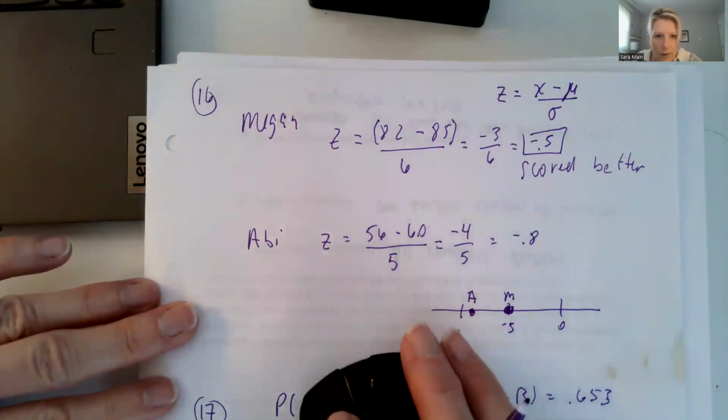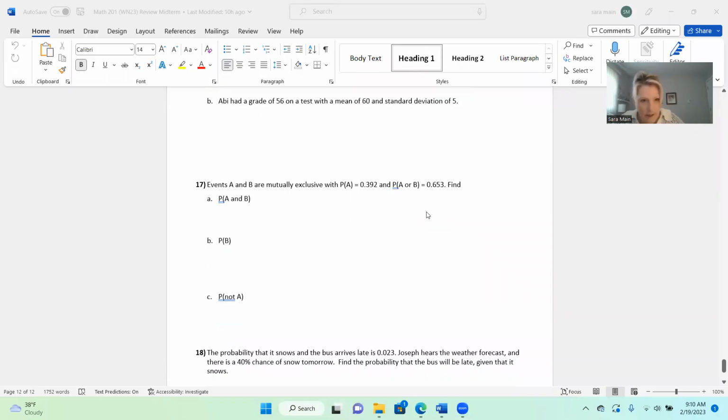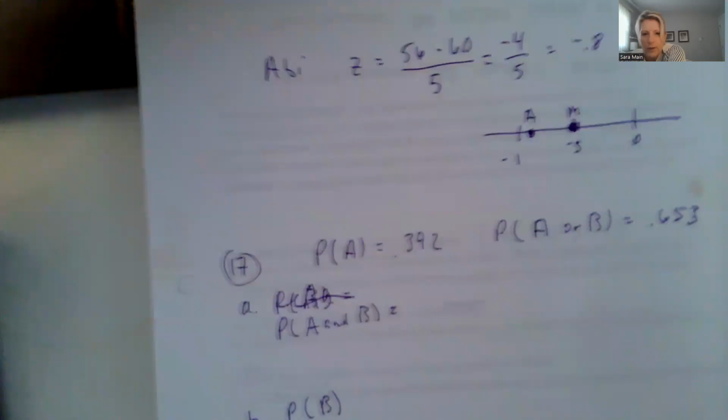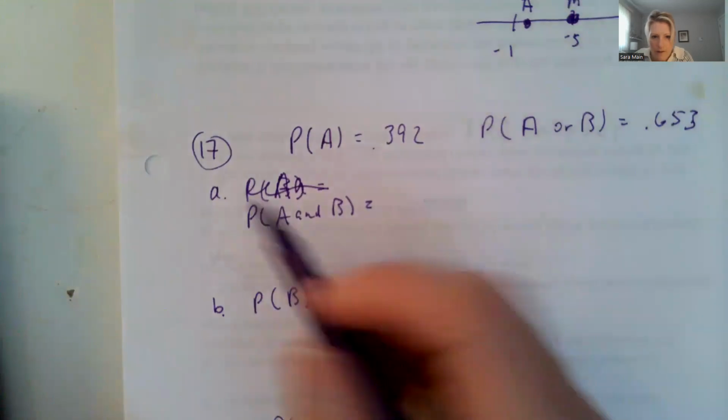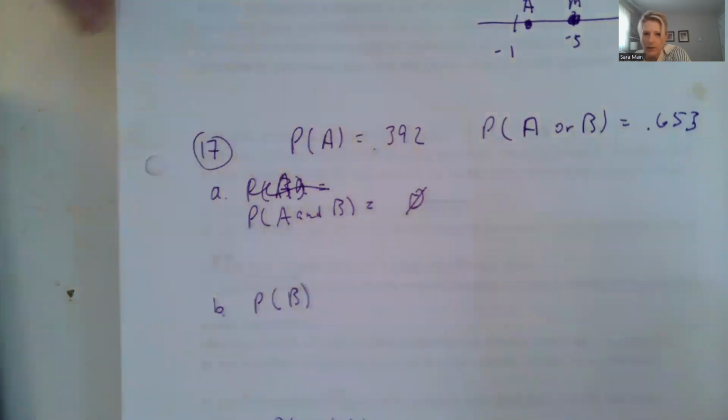Okay, let's go back to the review here. So number 17 says, we have events A and B are mutually exclusive with a probability of 0.392 of A and the probability of A or B 0.653. So we're going to find the probability of A and B, the probability of B, and the probability of not A. So because A and B are mutually exclusive, the A and B is going to be 0. Okay, because they're mutually exclusive.